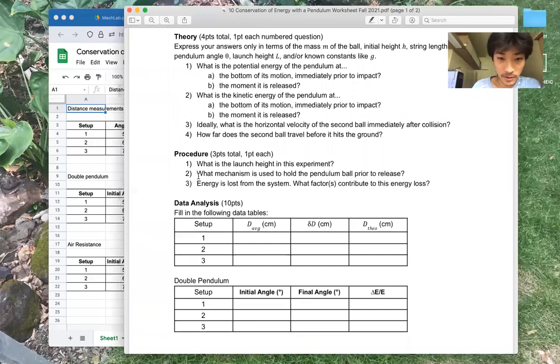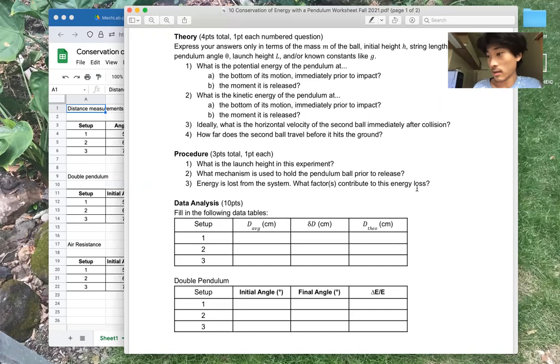And for number 2, what mechanism is used to hold the pendulum ball prior to release? I encourage you to review the lab manual for this one, as well as the theory video on the website. I'm not sure if they talk about it in the experiment video on the website, but either the lab manual or the theory video. So number 3, energy is lost from the system. What factors contribute to this energy loss?